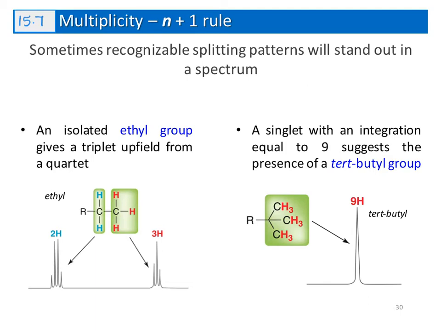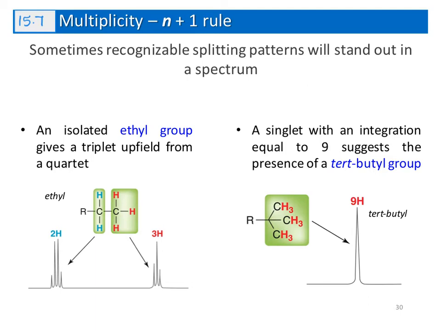Now, whenever you see a triplet with 3 hydrogens and a quartet with 2 hydrogens, you should always think about the presence of an ethyl group in the molecule. So that can be a missing piece in your structure.